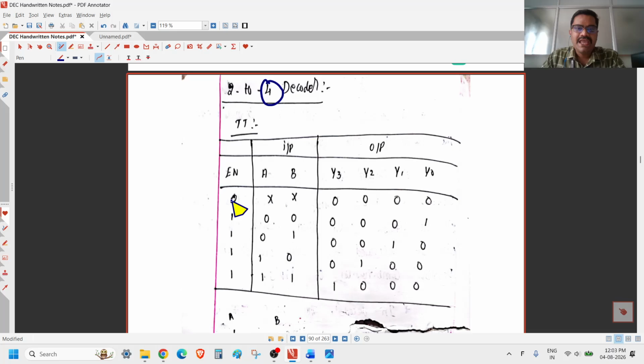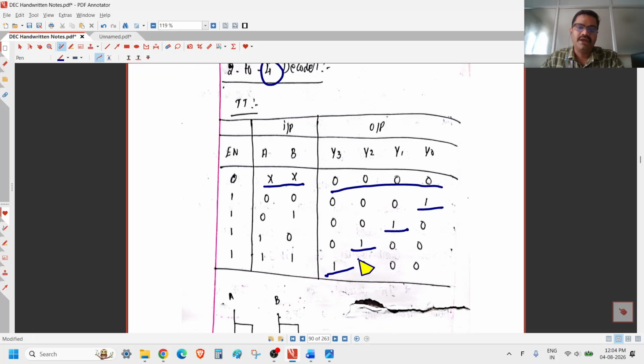First, if the enable input is 0, whatever the input, whether 0 or 1, the circuit won't produce any output. So for enable 0, the output will be all zeros. Once the enable line is activated, only then will the circuit give its output. If the input is 0 0, Y0 has the output and the remaining outputs do not. Likewise, for 0 1, Y1 has the output, for 1 0, Y2 has the output, and for 1 1, Y3 has the output.